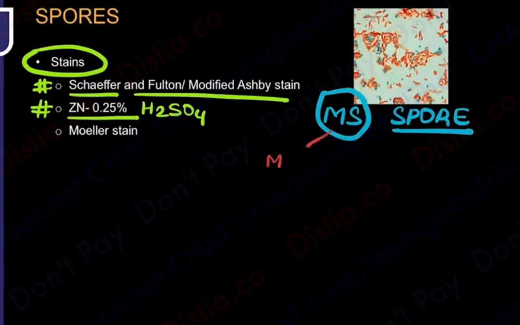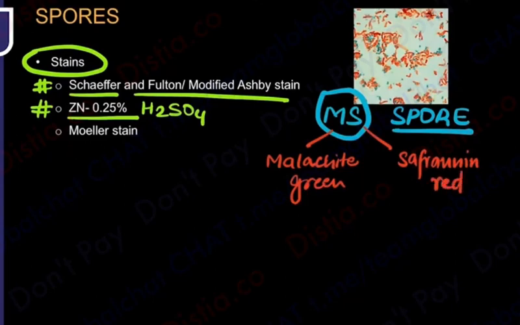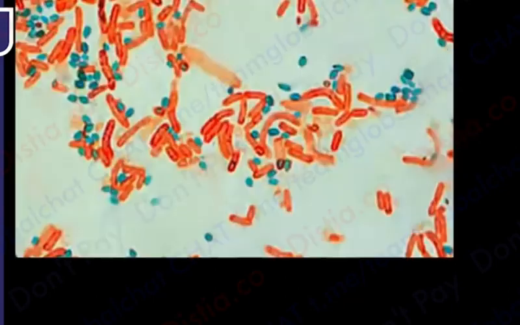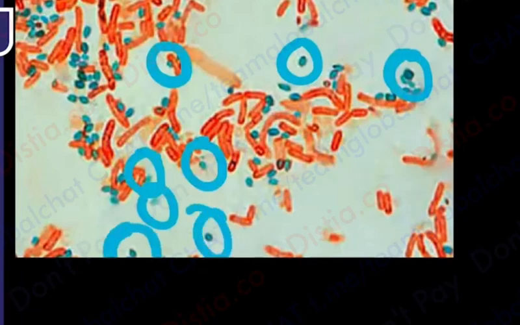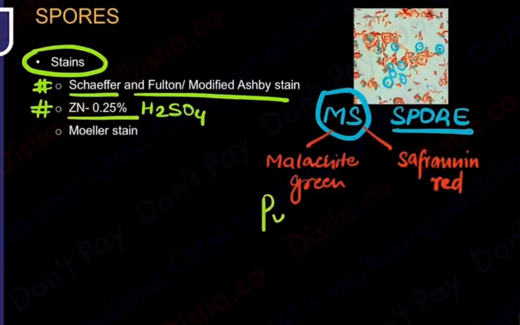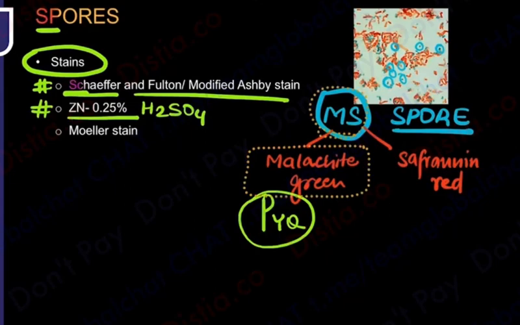What is that miss? Because this stain has malachite green and safranin red. These are the two colors. One green, one red. Tell me, what is the color of the spores? Can we all see that? Yes, we can see the beautiful green color spores. That is a previous year question: what is the color of the spore? What stain do we use? So for spores we use the Schaffer and Fulton stain, and it is going to be green in color, malachite green. So remember Miss Spore over here.